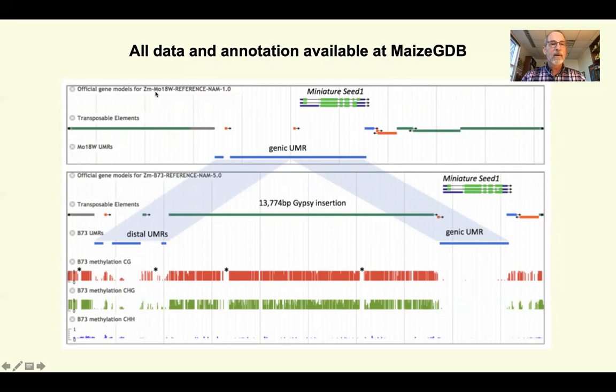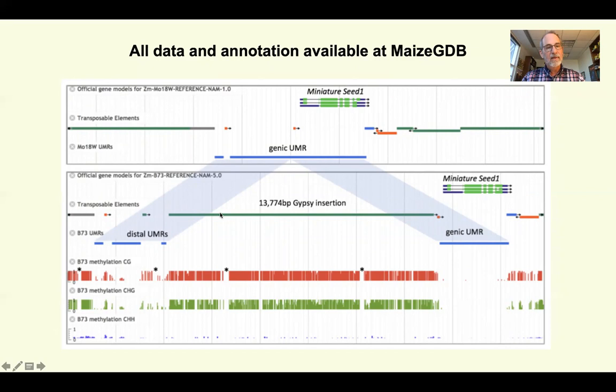This shows the inbred Missouri 18W for the gene miniature seed, which is a classical maize gene. And this inbred has an Arabidopsis look to it. There's an open reading frame and a promoter, which is unaffected. However, in most inbreds, there's a large gypsy insertion right in the middle of this promoter region, which separated the promoter into 2 parts. So this is now an upstream region. Other inbreds have additional transposons inserted there. So this is the genesis of these widely separate distal regulatory regions from the gene.